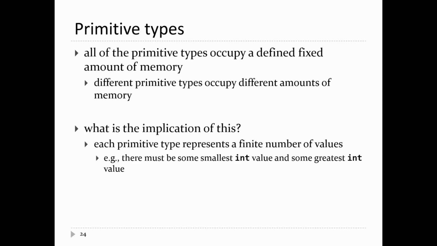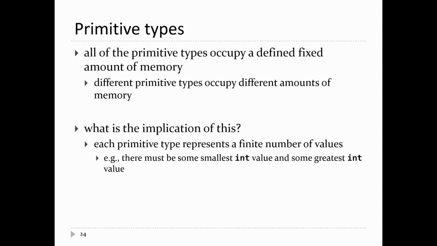Okay, so when I draw that memory diagram there, each one of those boxes can only hold one value. So I can put in basically one number in there. All of the primitive types occupy a defined fixed amount of memory in Java. The Java programming language says an int occupies exactly 4 bytes, 32 bits of memory. All of the different primitive types occupy different amounts of memory, but the amount of memory is fixed.